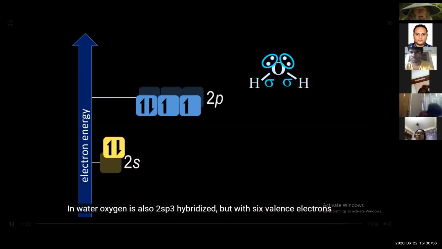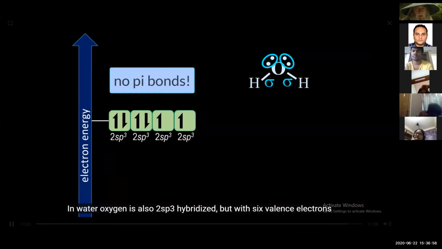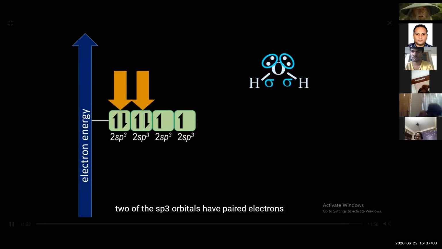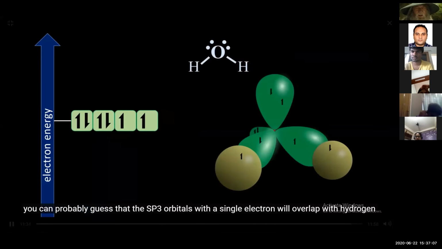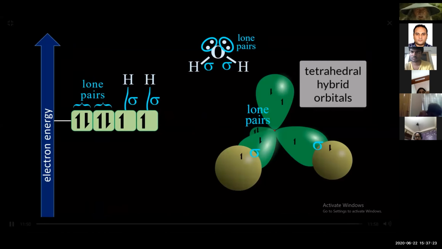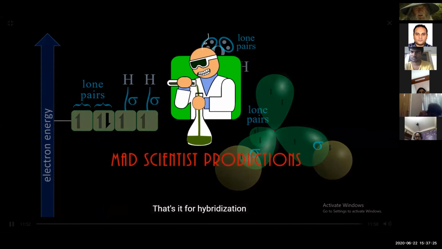In water, oxygen is also 2sp3 hybridized, but with 6 valence electrons. 2 of the sp3 orbitals have paired electrons. You can probably guess that the sp3 orbitals with a single electron will overlap with hydrogen, and the remaining 2 pairs are unbonded. They are lone pairs. Again, oxygen's hybrid orbitals spread out in a tetrahedral shape. That's it for hybridization, the product of a mad scientist.